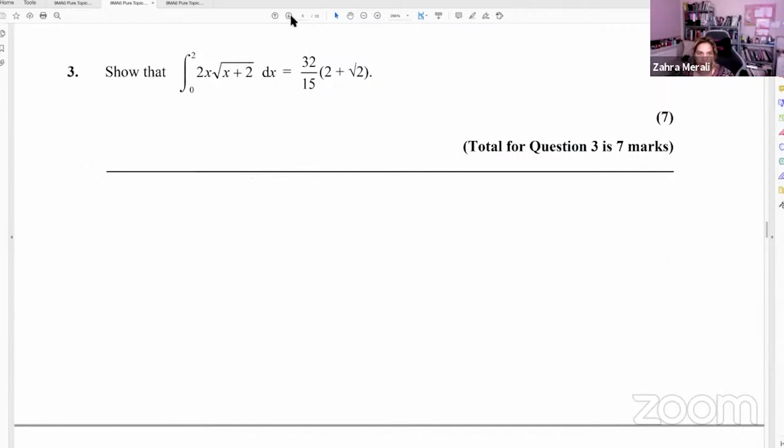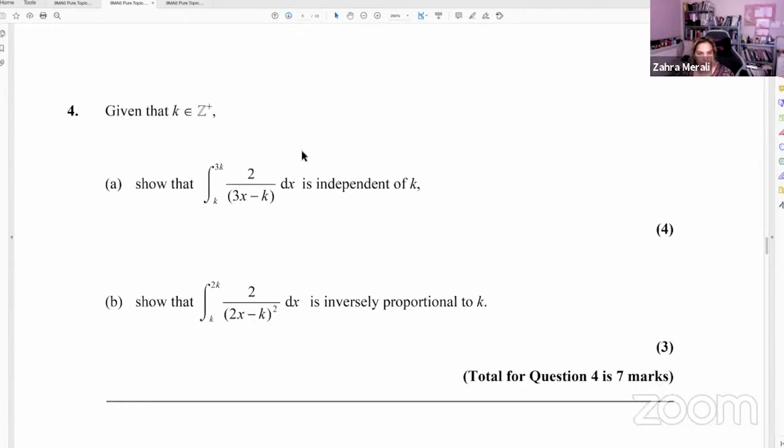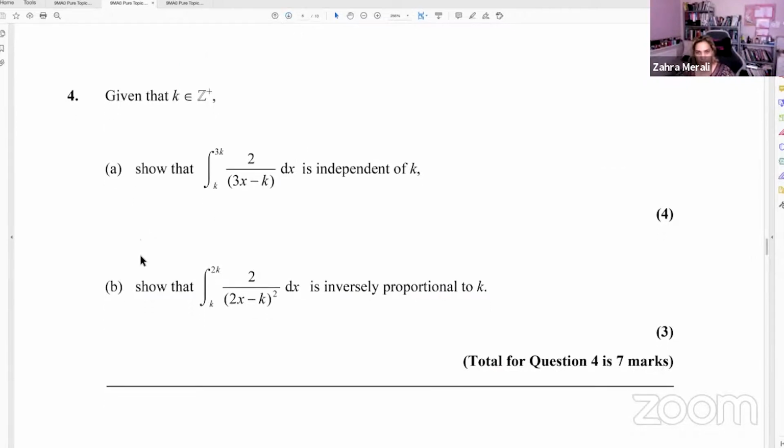Okay, question 4. Okay, so we have here something over something, which we know is ln. The top is just a constant. So it's really easy to integrate these. We're just going to say 2 ln of whatever's on the bottom. And then you differentiate that. Sorry, that should be the modulus sign, which would give you 3, and you divide by it.